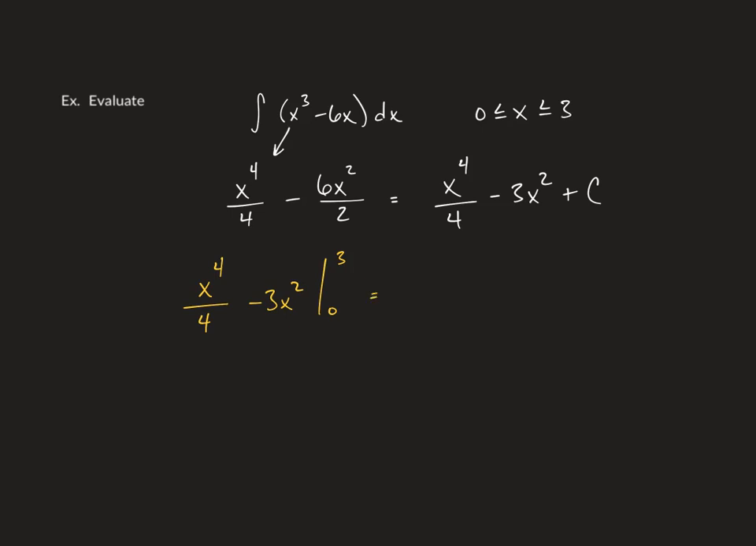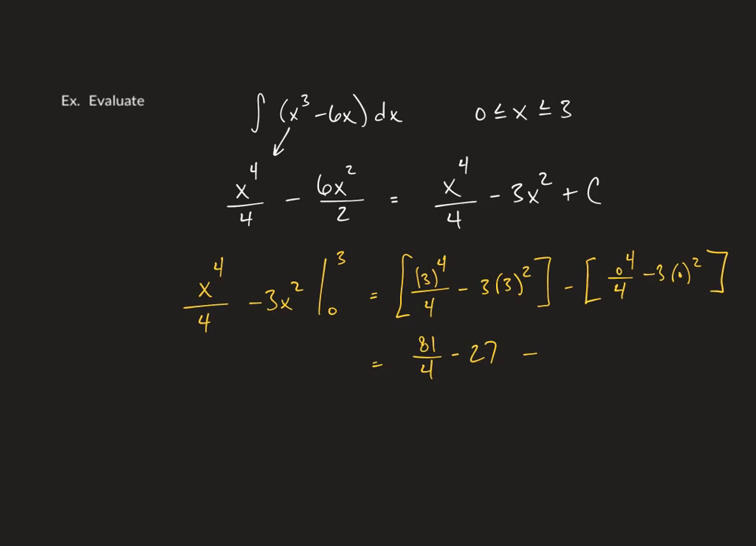Okay, so this is going to end up being 3 to the fourth over 4 minus 3 times 3 squared. And that's the first term of this subtraction problem. And then 0 to the fourth over 4 minus 3 times 0 squared. So obviously that second term is all going to be 0, but the first term ends up being 81 fourths minus 27 minus 0 minus 0. So that all can be negated there. And if I want to turn this into a decimal or a fraction, I could do that. I'm just going to leave this as negative 6.75.